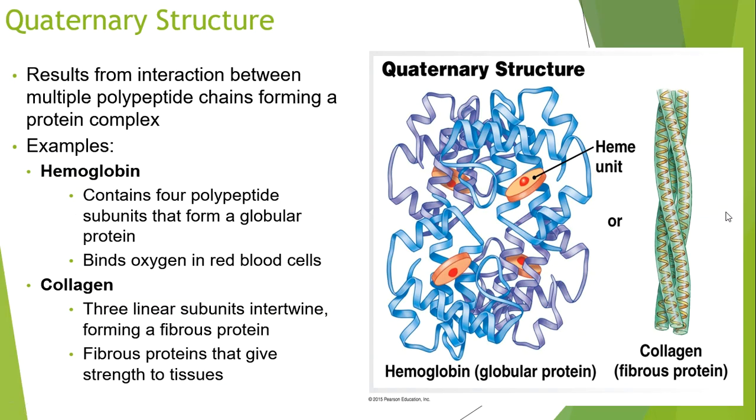Your quaternary structure is going to be a lot of different interactions from a lot of different tertiary structures that form what's called a protein complex. And these are going to be your most functional, and these are highly specialized molecules and compounds in the body. Think hemoglobin, collagen, things like that.